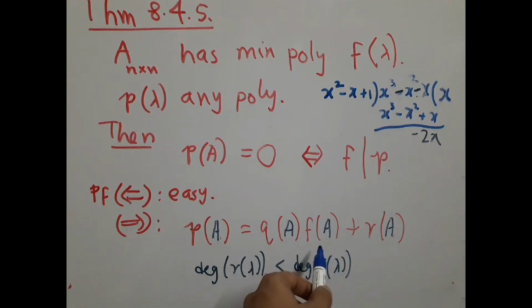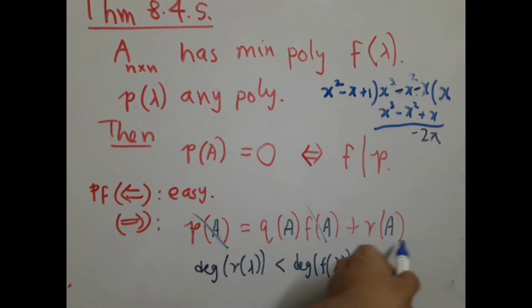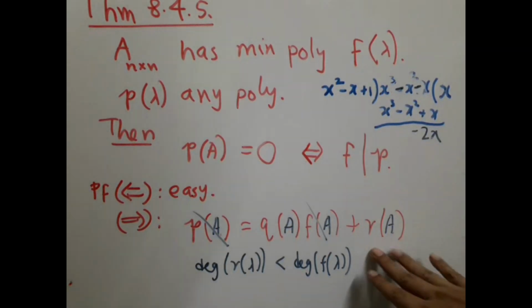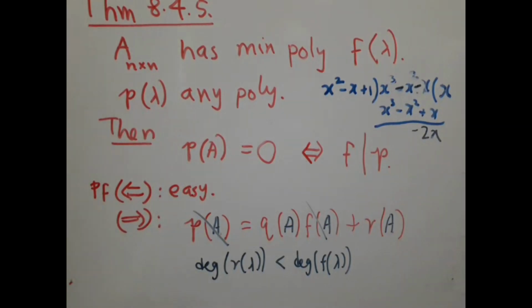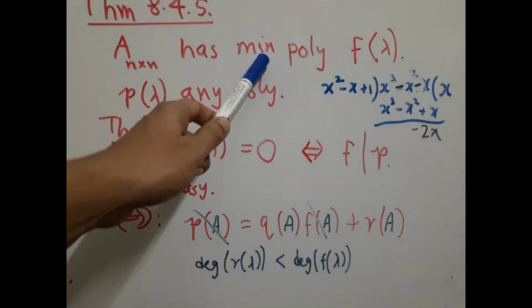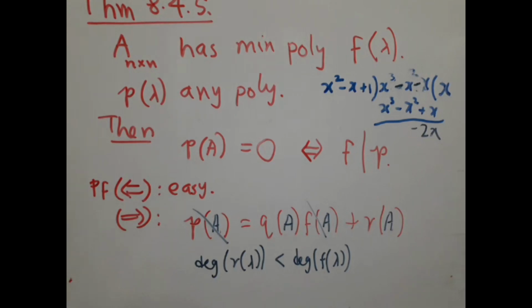Now I know that f(A) is 0, so this is not there. p(A) is 0, which naturally forces r(A) to be 0, which means that r is an annihilating polynomial for A. But that cannot be, because degree of r is less than the degree of the minimal polynomial. The minimal polynomial was supposed to be that polynomial whose degree is the least possible among all annihilating polynomials. So here I have given you yet another annihilating polynomial which has even smaller degree. That gives you the contradiction, proving this side of the theorem.